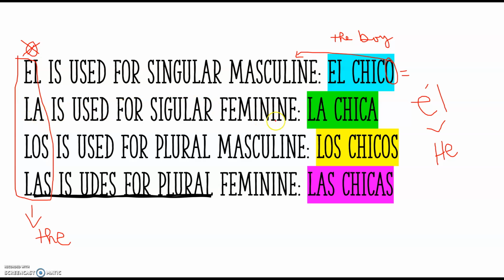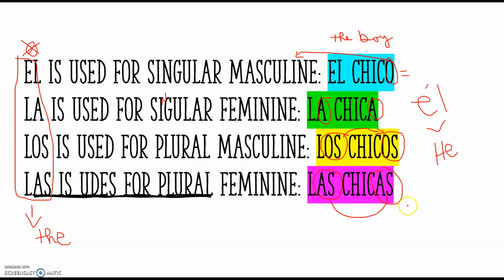La is used for singular feminine, la chica. Again, la ends with a, and that's why we need to use la. Los is used for plural masculine. Los chicos, see? You see the ending of this word chicos here. That's why we need to put los. And las is used for plural feminine. Las chicas, see?